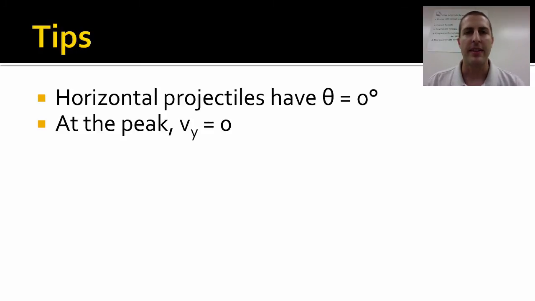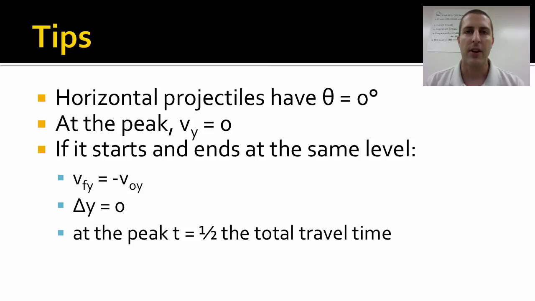At the peak of a projectile's motion, as it goes through the air, once it reaches its peak, and before it starts going back down, the y velocity is going to be 0, but just momentarily. Just like when you throw something straight up in the air, it pauses at the top momentarily and then starts coming back down. So we can use that if we want to figure something out about the peak of a projectile's motion.